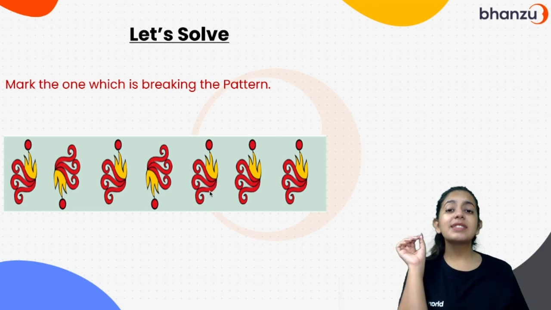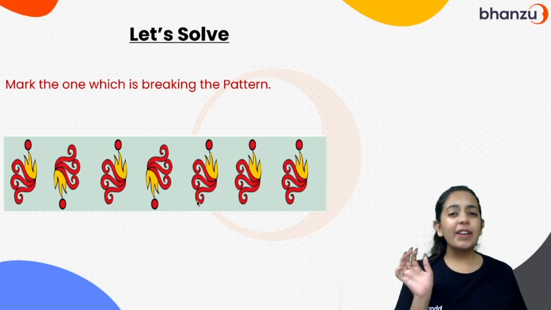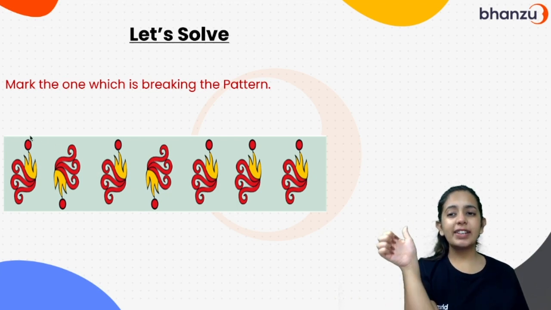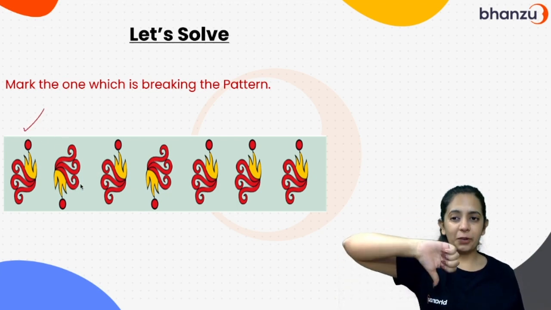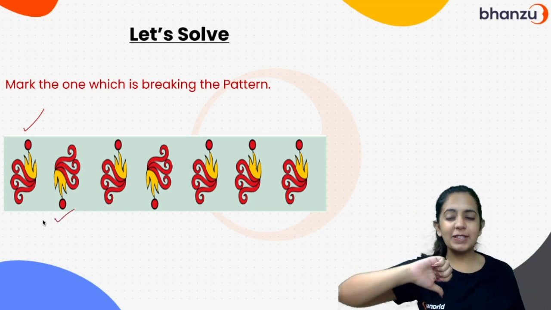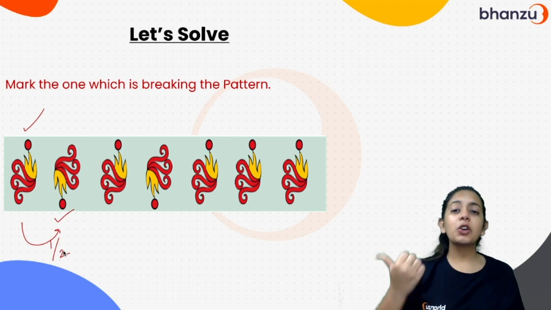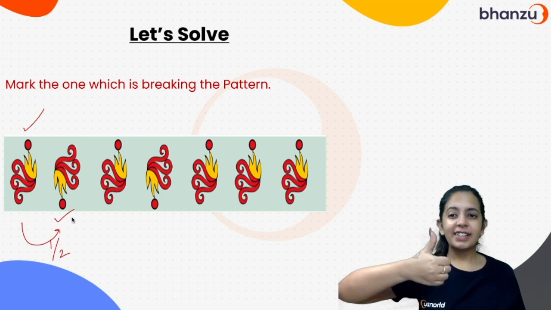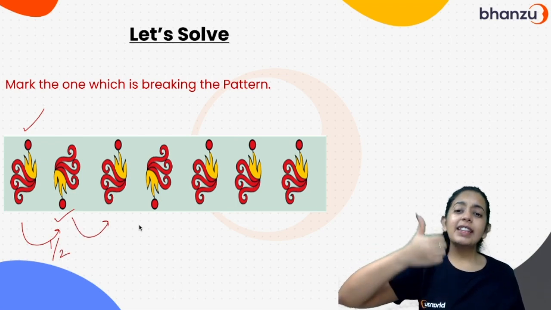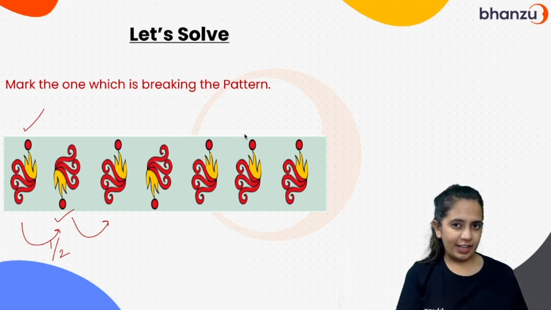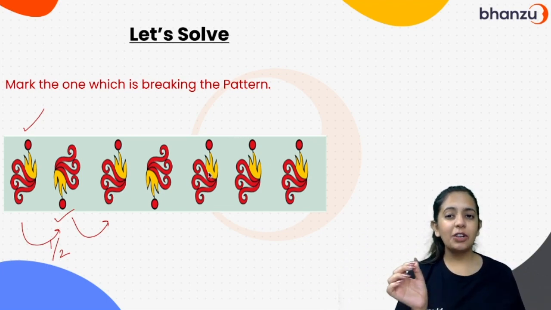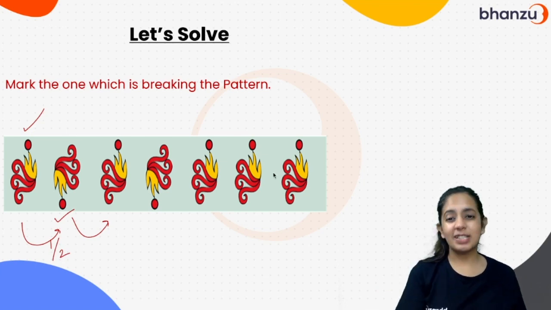Mark the one which is breaking the pattern. So in this question, we can see in this pattern that the dot is at the top, right? And then the dot has gone down. How has it gone down? Because of the 1/2 turn, right? And then again it has been rotated and gone up, right? So again a 1/2 turn, then again it has gone down. Yes? Now you have to find out which shape out of these is breaking this pattern.